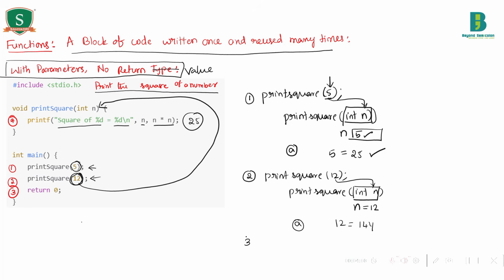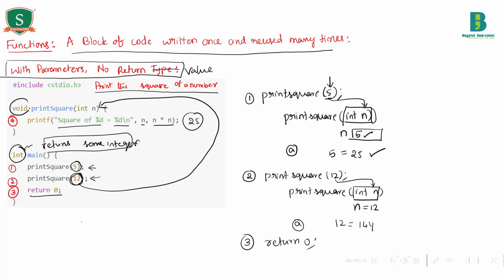Then it comes back to the third statement, return 0. Why return 0? Here, before the main function we mentioned int. It means this main function returns some integer. So to satisfy this, return 0. If you look at this void, this function does not return anything, no return value. The moment you mention void, it means it does not return any value. That is the reason there is no return statement inside the printSquare function.